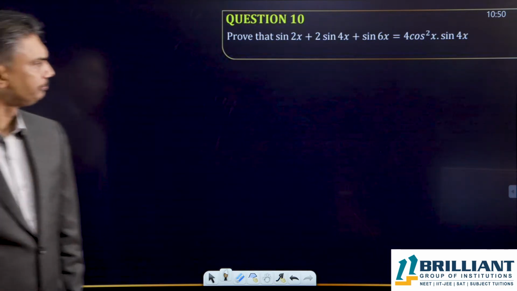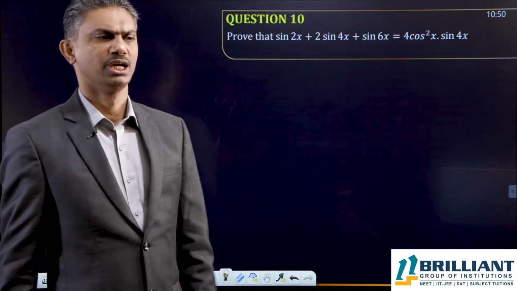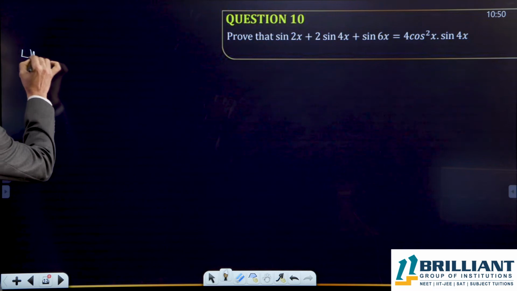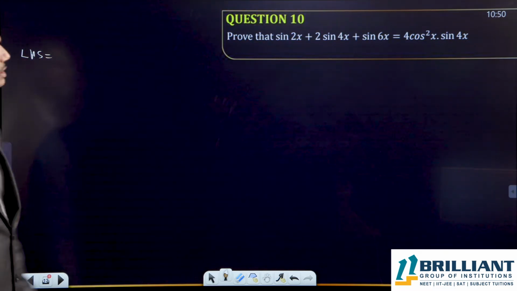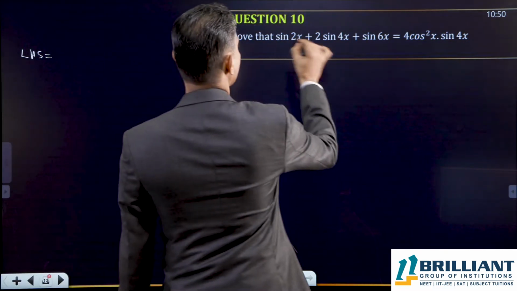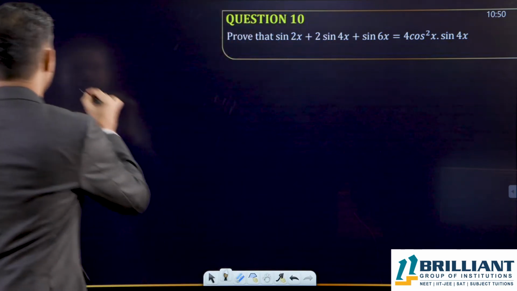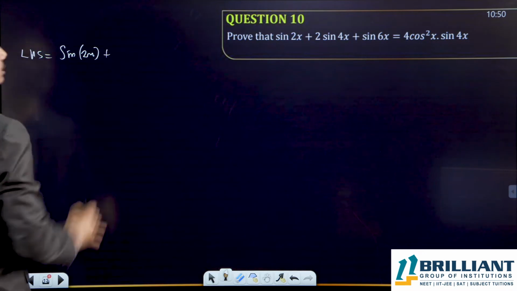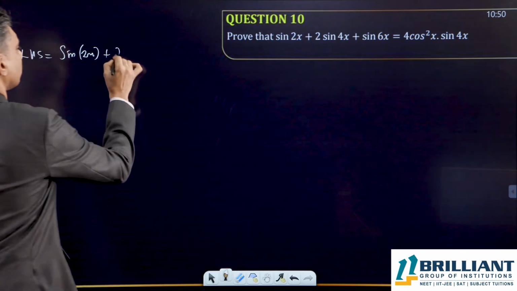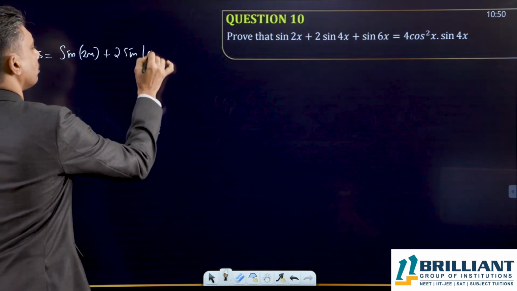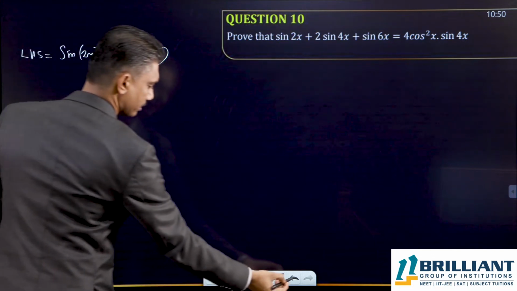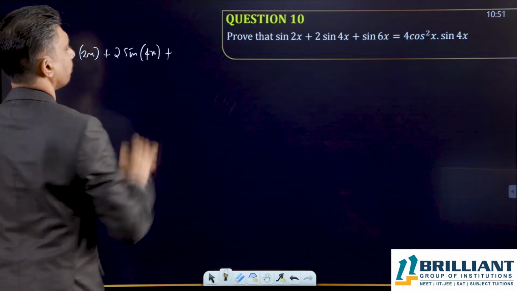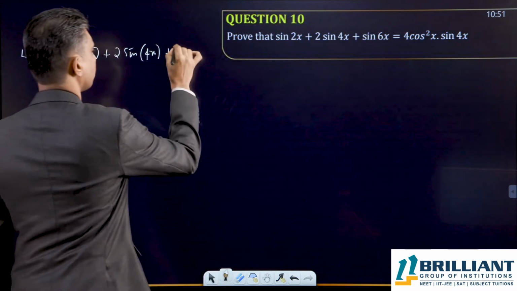Can I go to the next question? Yes. Now, it's a simple question. I can use LHS is equal to, combine sin 2x and sin 6x, first you write sin 2x plus 2 sin 4x plus sin 6x.